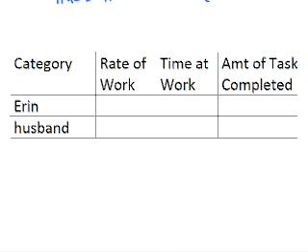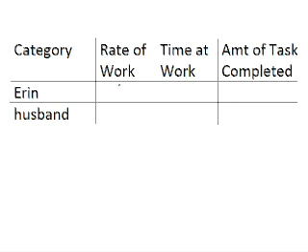So for Erin, her rate of work is 1/3. She can paint a third of the room per hour. Her husband, his rate of work is 1/2. He can paint a half of the room per hour. The time at work, they're both going to work the same time, so t for both.